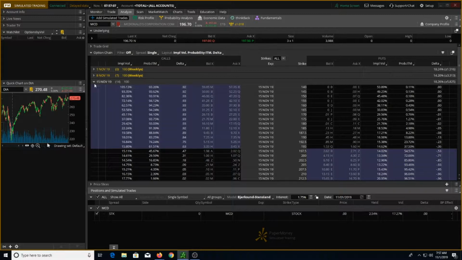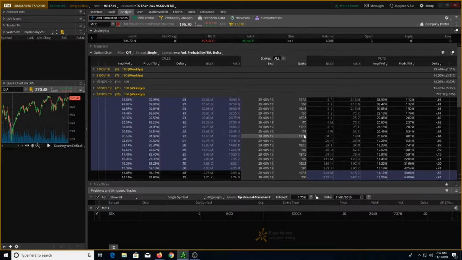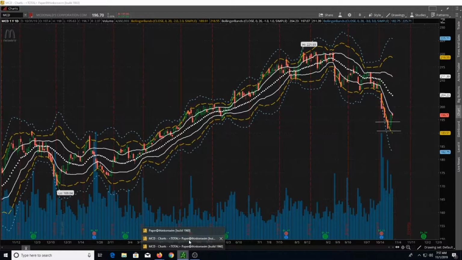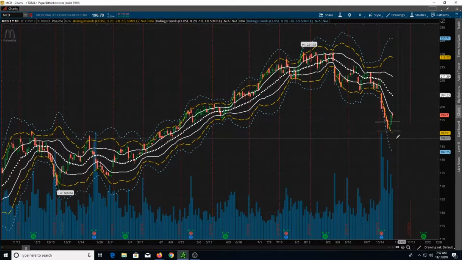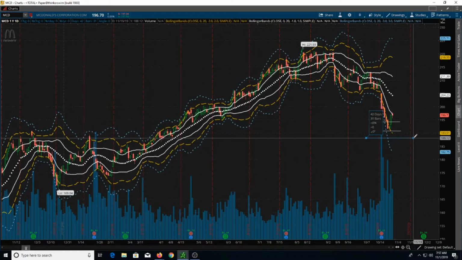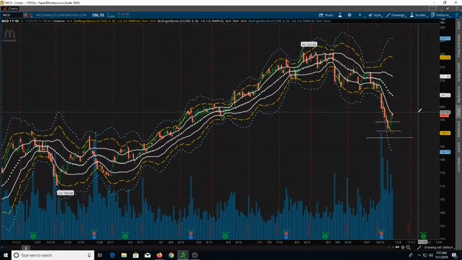That's 14 days away. I could also go out 28 days and I could sell the 190s for $1.16 to $1.23. So we'll say I sell for $1.20. Well, if I sell the 190s at $1.20, that would put me in this position at $188.80. So let's see where that is on the chart. So that would put me in here, about right here. This would be my break-even point.